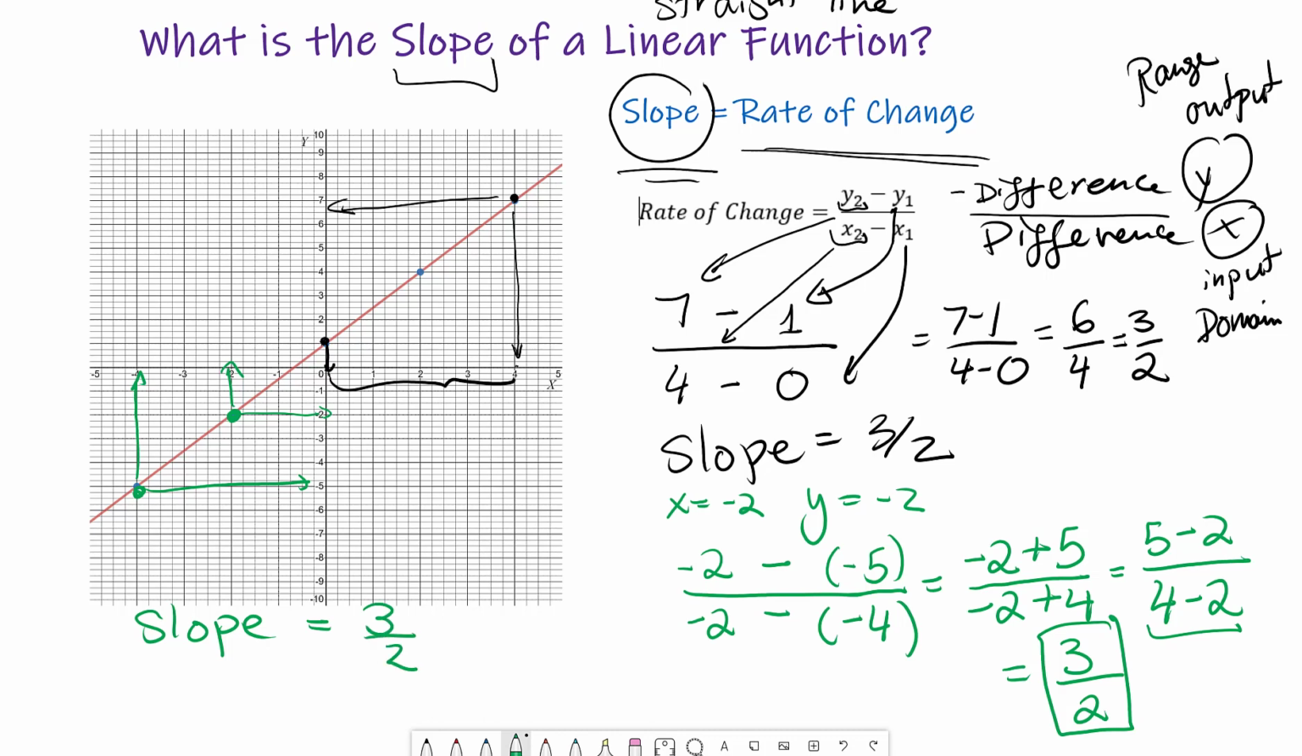So this was just a quick video to introduce the word slope and remind you how to calculate rate of change, which is exactly the same thing as slope. We will be talking more about the slopes of linear functions, so it's good to get the term well integrated into our language when we talk about linear functions.